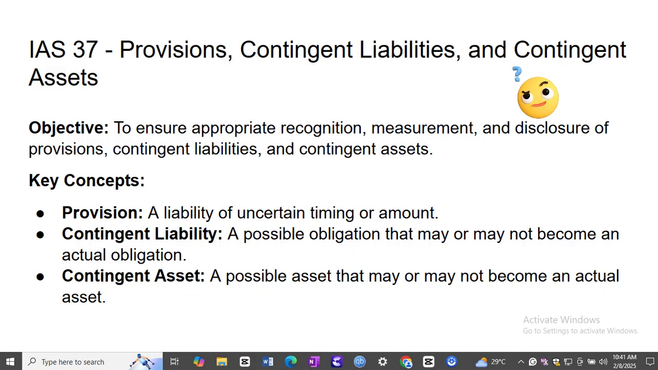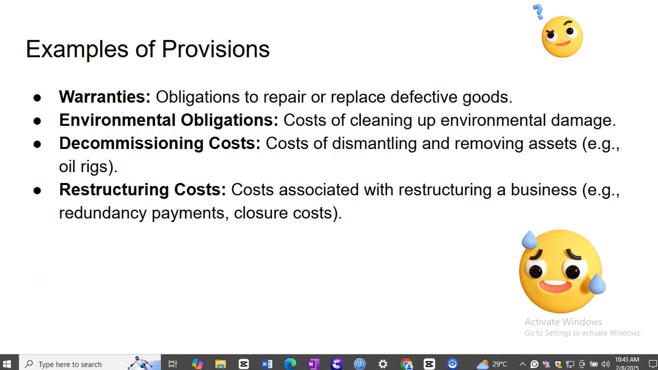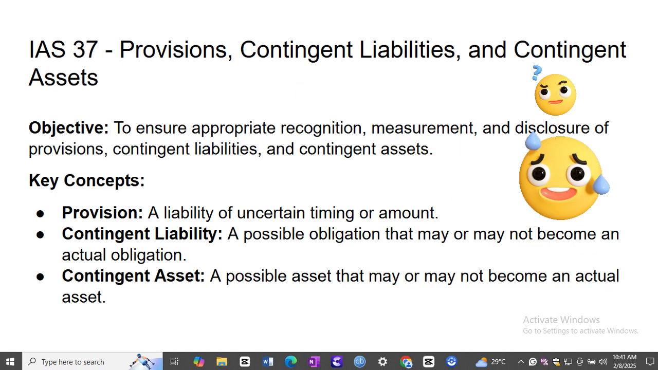Starting with provisions, what are they? Think of it like setting aside money for something you're pretty sure you'll have to pay in the future, but you're not 100% sure when or how much. So like a rainy day fund for potential obligations. Exactly. Warranties, environmental cleanup costs, restructuring expenses. Those are some common examples. So real obligations, but with some uncertainty around the timing or the amount.